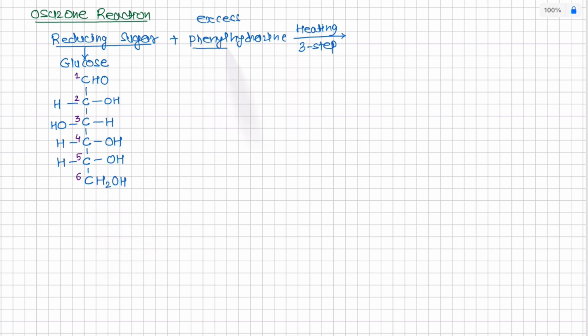Now, phenylhydrazine has a specific structure. It's essentially a benzene ring attached to a hydrazine group, that is NH-NH2. So this is the complete structure of phenylhydrazine. So when excess phenylhydrazine, that is this structure, is mixed and heated with glucose, what will happen? So let's once again draw a 6 carbon skeleton and its numbering.